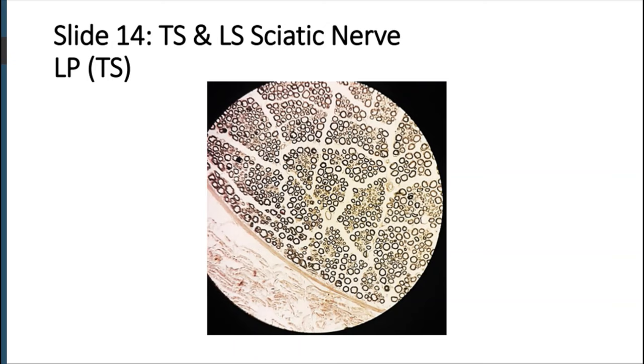This is the transverse section, the cross section, at low power. So what you see here is the myelin sheath. You can see that there's a space inside here. The space is where the axon is supposed to be, but the axon is not stained by the silver stain, so it remains empty. That one there is the connective tissue that surrounds the nerve, which is the epineurium. And these ones here are the myelin sheath. So draw it at low power.